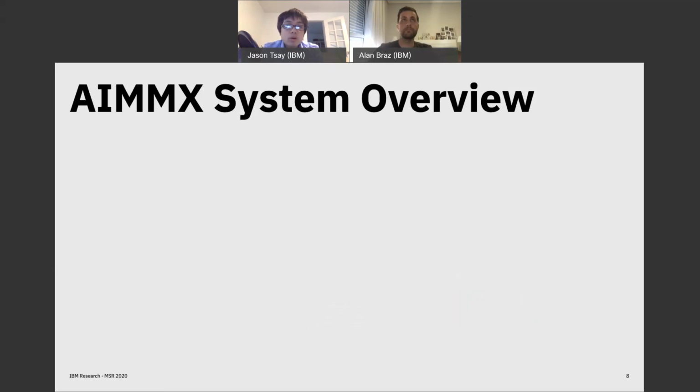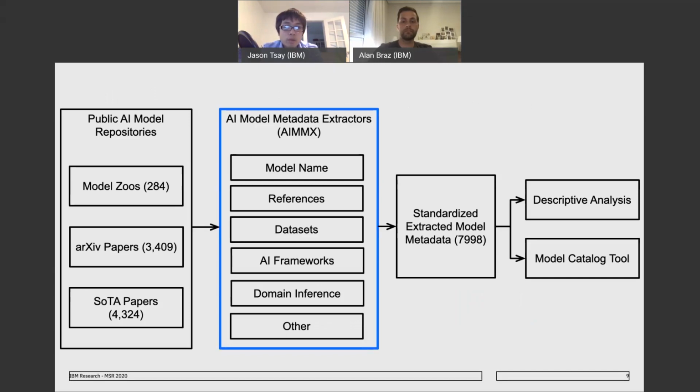So let's go over the AIMMX system. In general, how it works is that we take AI model repositories, we run them through our extractors, and we have a number of extraction modules, which we'll go into in more detail, and then we generate standardized model metadata. And then once you have this metadata, you can do things with it. For example, you can do large-scale analyses, or you can make tools.